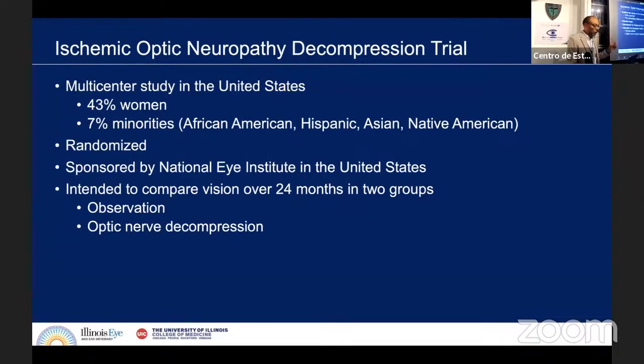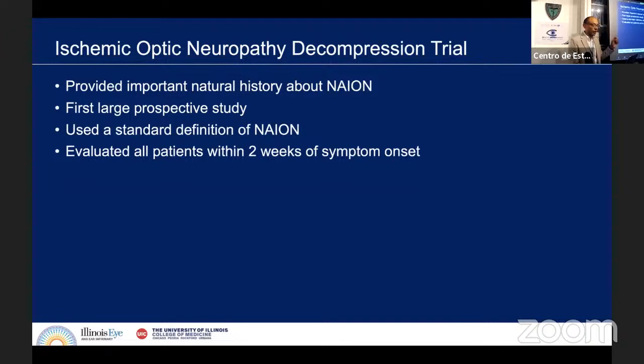And this study was looking at observation versus doing surgery to decompress, kind of like an optic nerve sheath decompression. We'll talk about the results of that study in a moment, which you all should know. Because that was in neuro-ophthalmology, this is one of our classic studies. We're not quite like retina that has scores and scores of studies, but in neuro-ophthalmology, there are a few landmark ones that you should know.